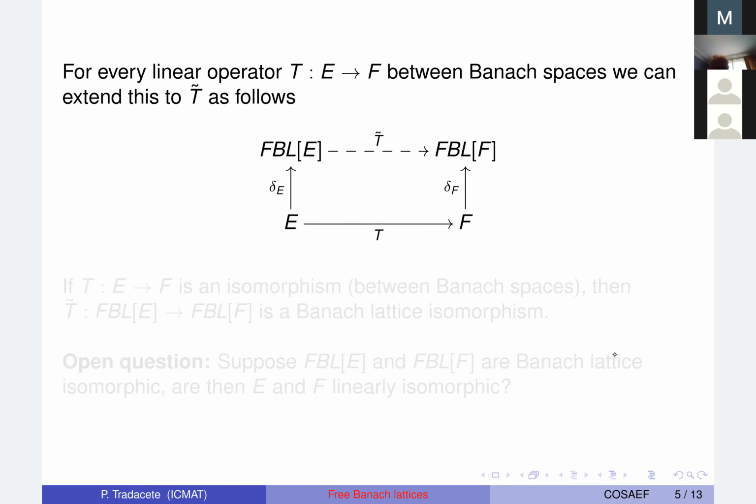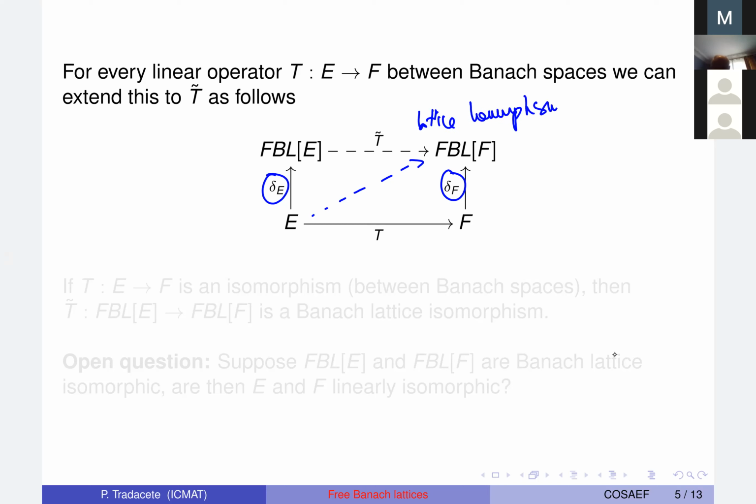So one consequence of the universal property, which is very useful, is the following. If you start with an operator between Banach spaces, T, so a linear bounded operator between two Banach spaces, I can consider E inside of FBL of E by the mapping delta of E, and F, I can view it inside FBL of F, the free Banach lattice generated by F. And now if I look at the composition of T with delta of F, I'm having here a mapping between a Banach space E and a Banach lattice. And the universal property allows me to extend this to a map T tilde, which makes everything commutative. And this map T tilde is a lattice homomorphism, right?